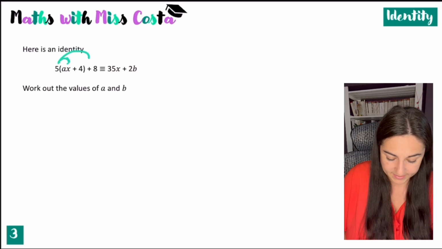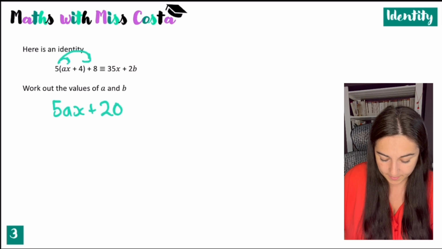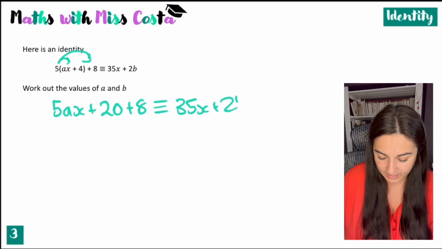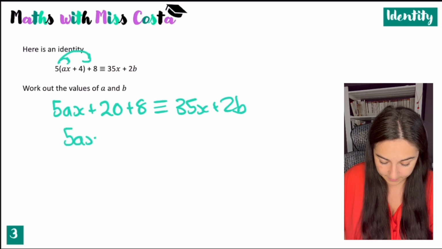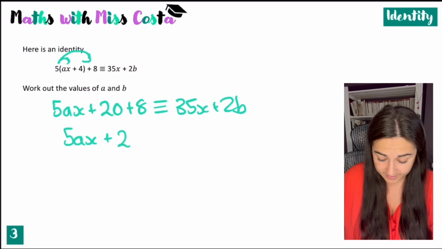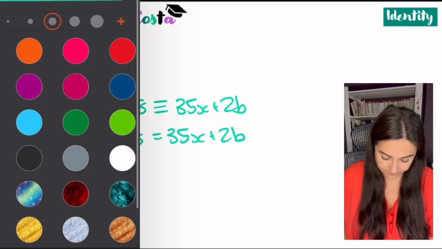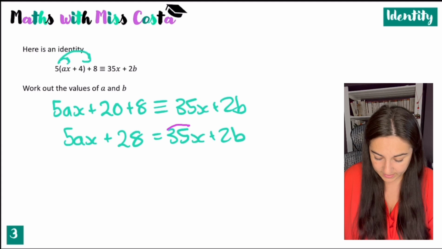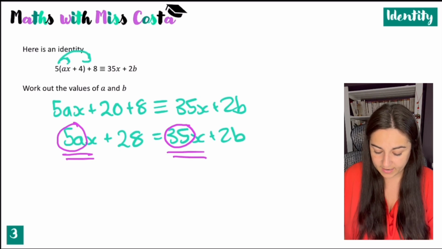We can expand this side of the equation. So we'd be left with 5ax plus 20 plus 8 is equivalent to 35x plus 2b. Okay, so therefore 5ax plus 28 must be equivalent to 35x plus 2b. Now, 35x over here must be the same as 5a because they hold the equivalent value. So 5a must be equivalent to 35.